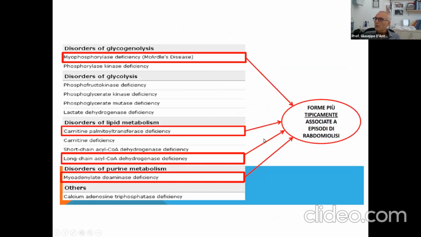The main causes of rhabdomyolysis from the inherited forms include disorders of glycogenolysis, in particular McArdle disease, disorders of the lipid metabolism, in particular the carnitine palmitoyltransferase deficiency and the long-chain acyl-CoA dehydrogenase deficiency we are dealing with in this talk.